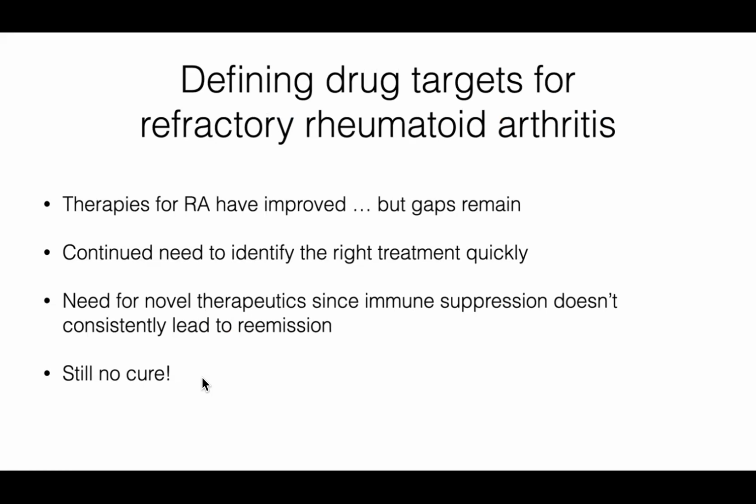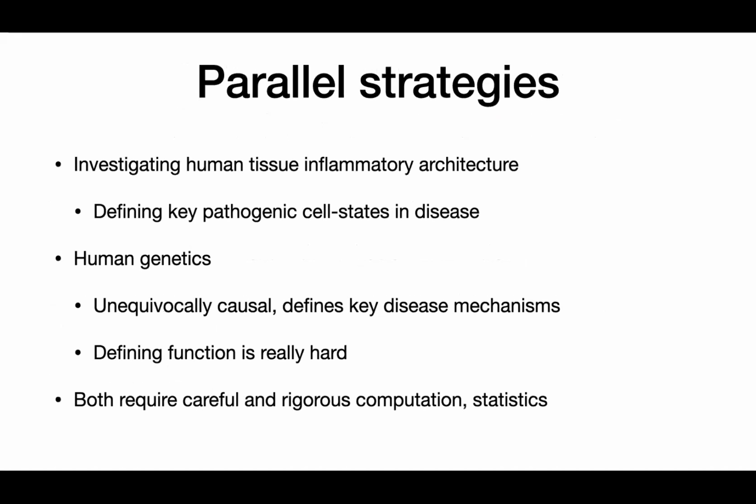There's still patients with refractory rheumatoid arthritis, and there's a real need to get our patients to the right treatment quickly, and immune suppression, which we love to use, doesn't always consistently lead to remission, so there's still no cure. So today I'm going to talk about two different approaches we've been taking to really understand how to treat a disease like rheumatoid arthritis effectively.